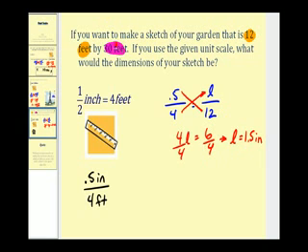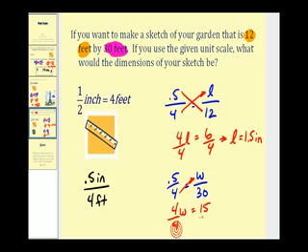Now we'll do the same for 30 feet. So the unit scale is the same, 0.5 to 4 must equal, now we'll call it the width, divided by 30 feet. Again, notice we're comparing inches to feet, inches to feet. Now we'll perform cross products. 4W is equal to 0.5 times 30, that'd be 15, divided by 4. W equals 15 divided by 4, that's going to be 3 3/4, or 3.75 inches.